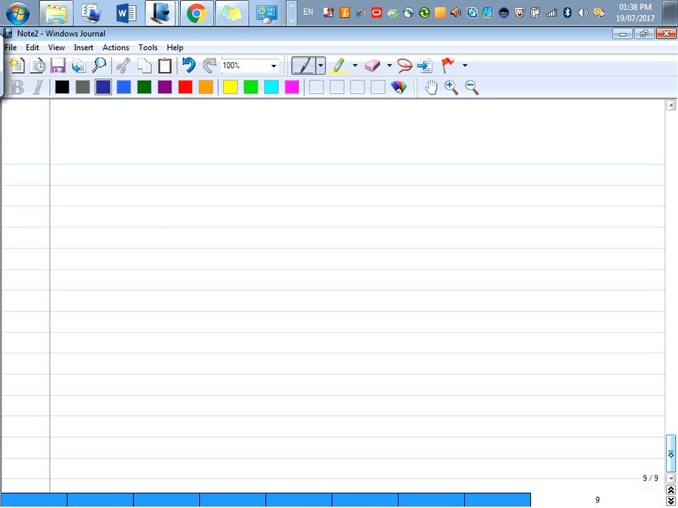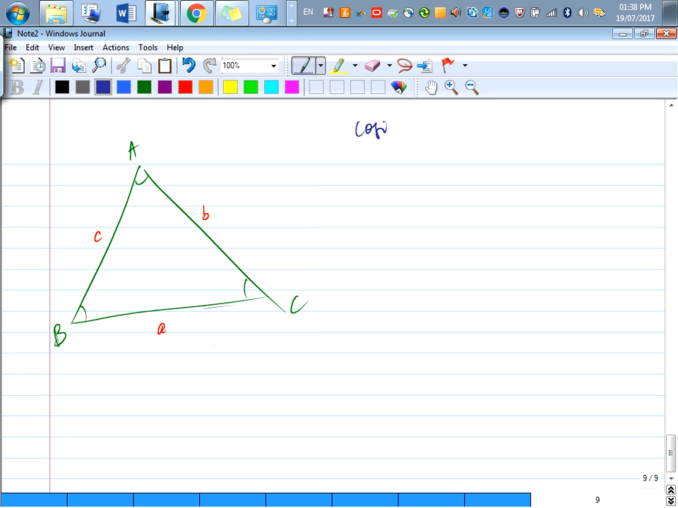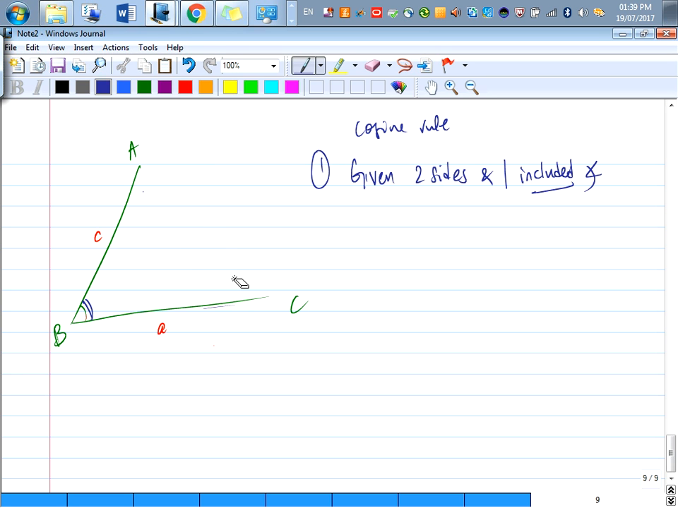When do I use my cosine rule? Okay, so now the cosine rule. Again, there are two cases. The first case, you are given two sides and one included angle. Two sides, one included angle. For example, like this. You're given side a, you're given side c, and they give you the angle in between them. Then you can use your cosine rule.